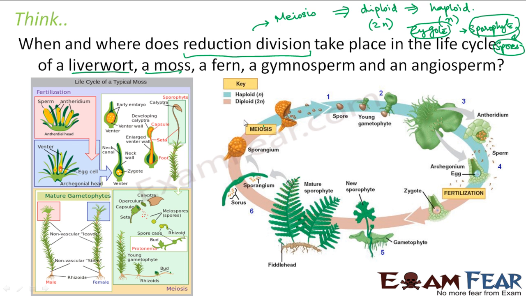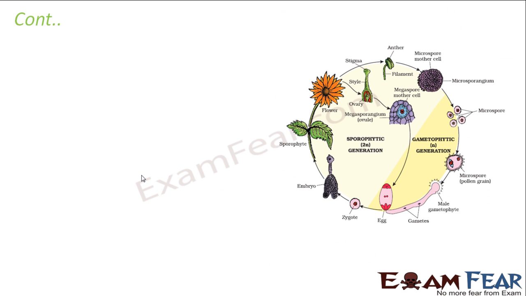So here meiosis occurs, when the spores are released from the sporangium. So here exactly the meiosis or the reduction division takes place. So next if you look at the angiosperms. In the angiosperm, the anther of the stamen will have the pollen grains and the ovary of the pistil will have the eggs. So where exactly will the meiosis take place?